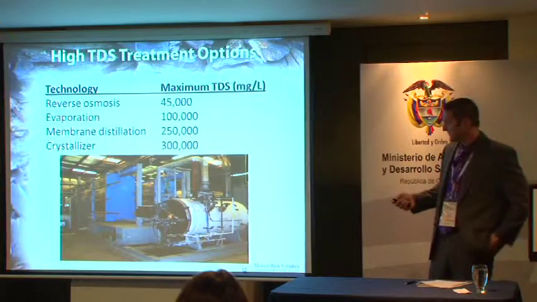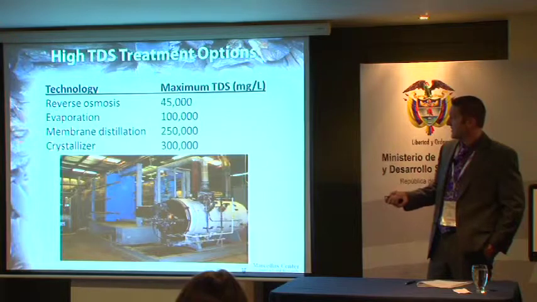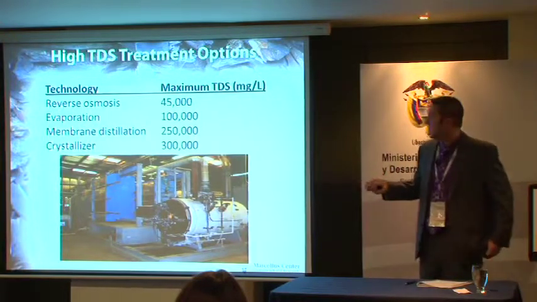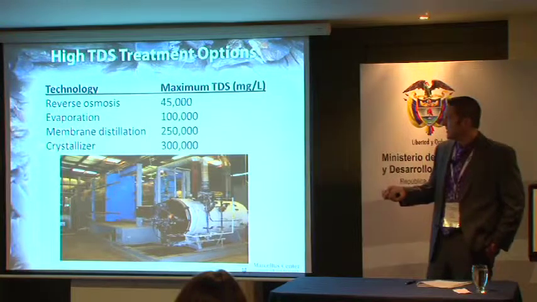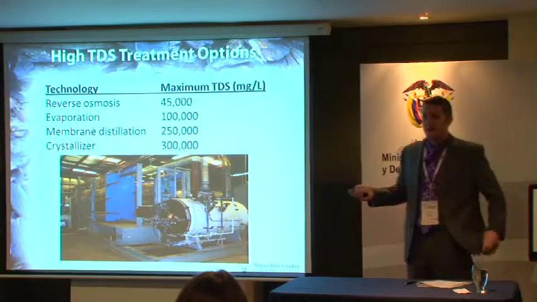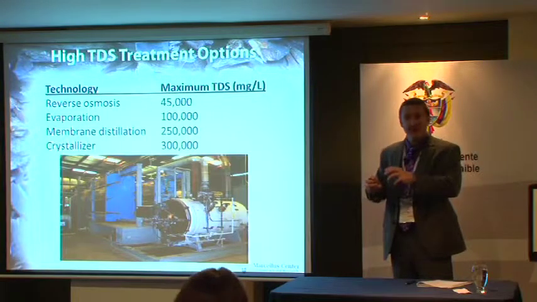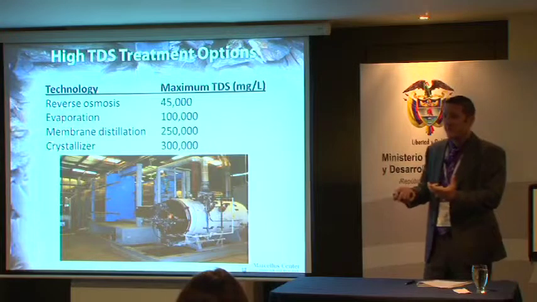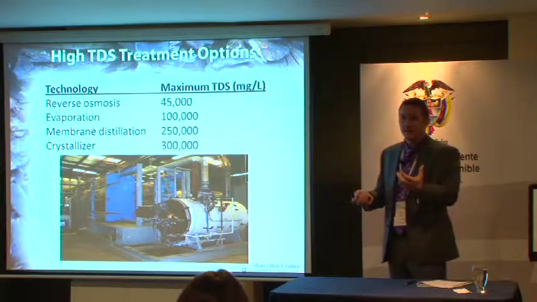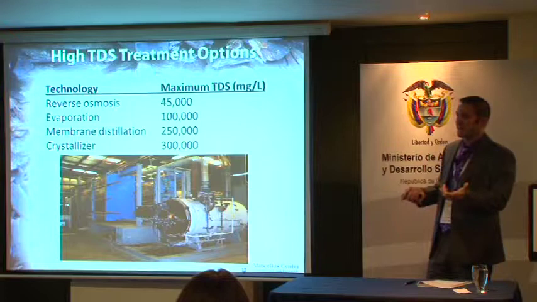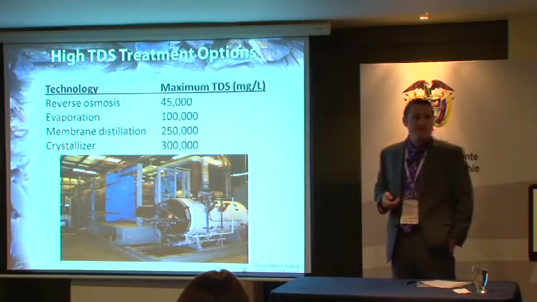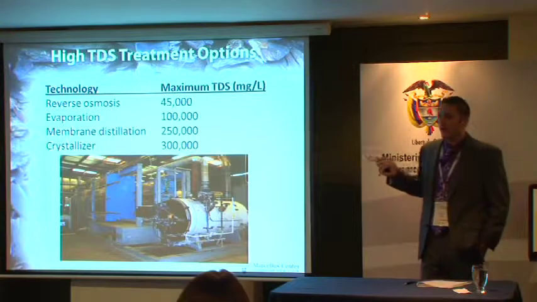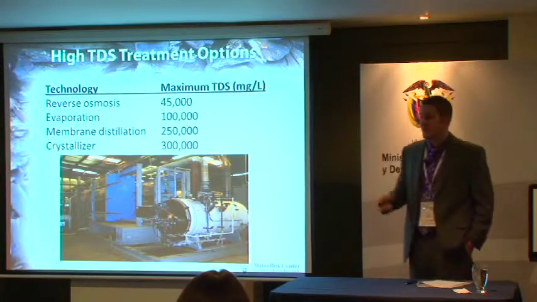And then some of the other technologies that really aren't being used on any commercial scale that I'm aware of would be membrane distillation and ultimately a crystallizer to basically turn that salt into sodium chloride crystals that could potentially have beneficial uses for industrial processes or other commercial endeavors. And there are some companies looking at how to use these salts beneficially rather than somehow disposing of that salt.